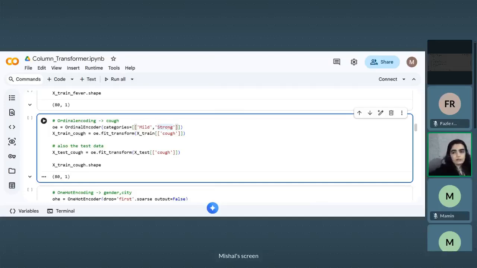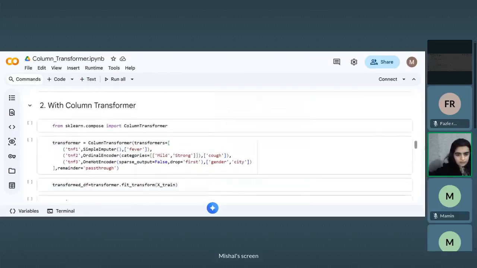The same goes for other data sets. Maybe in an employee data set, we have the educational background: bachelor's degree, master's degree, PhD. So first we write bachelor's, then master's, and then PhD, and in that same way it is going to assign them different numbers. So first mild, then strong. After that, we apply the fit transform method, and that's how we can do the conversion.